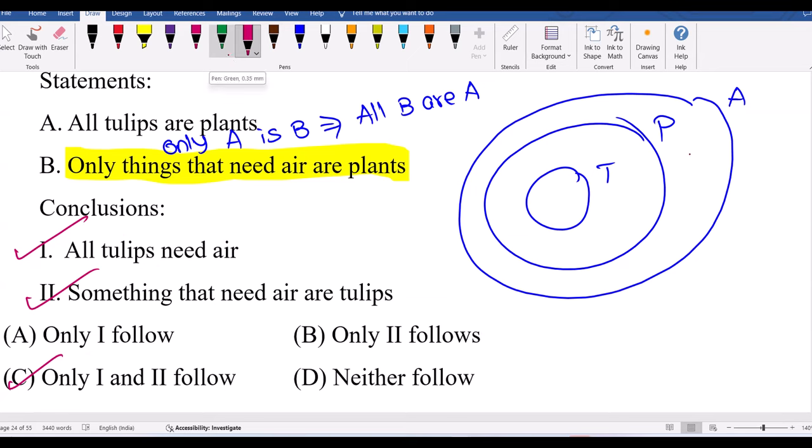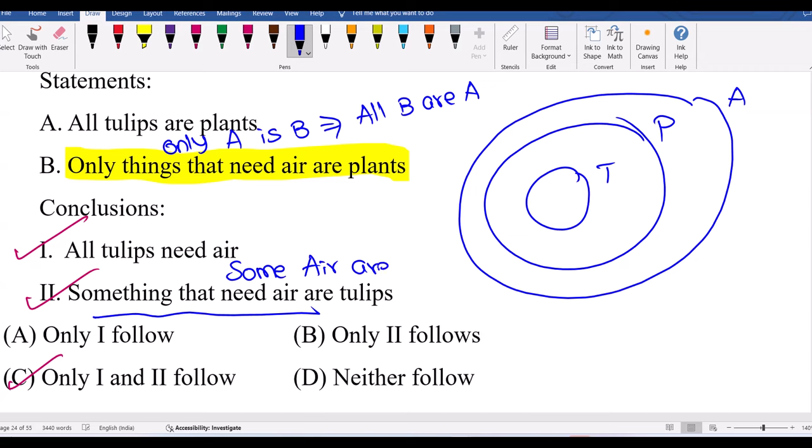Something that needs air. Yeah, this is some area. So something that needs air. Something, not all, right. This is some area. Or some part of air is tulip. That's what it is indirectly, if you want to bring it down. So some air are not all, right. Something.